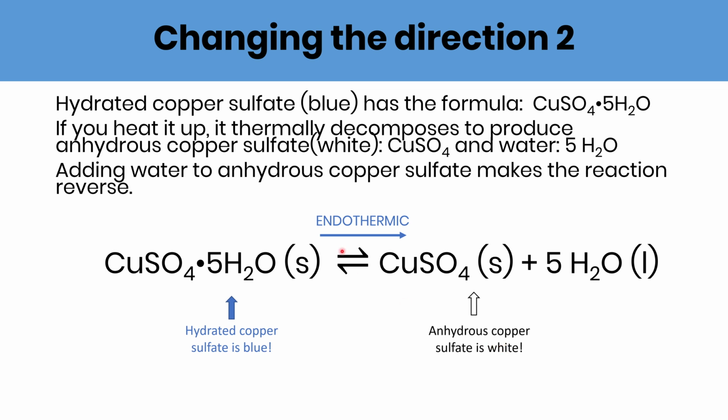Now this means that if it's endothermic in the forwards direction, we're heating it up so it can absorb that heat energy, then it's actually exothermic in the reverse direction. So if we were to go backwards, it would actually release a bit of heat energy and you might feel it warm up the surroundings around you. But actually the way to make this reaction reverse is to add that water back to the anhydrous copper sulfate.